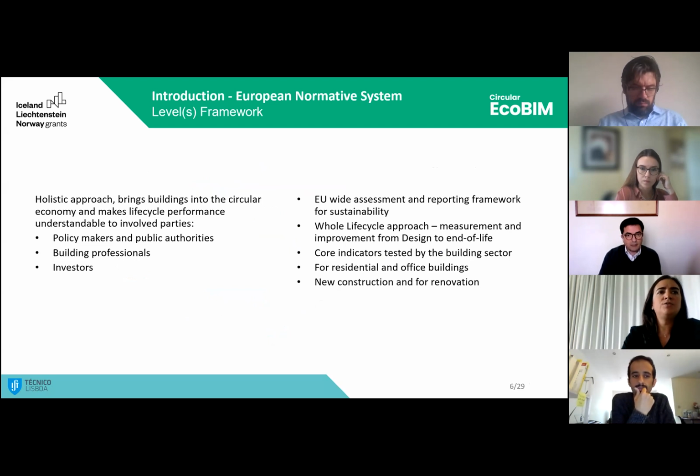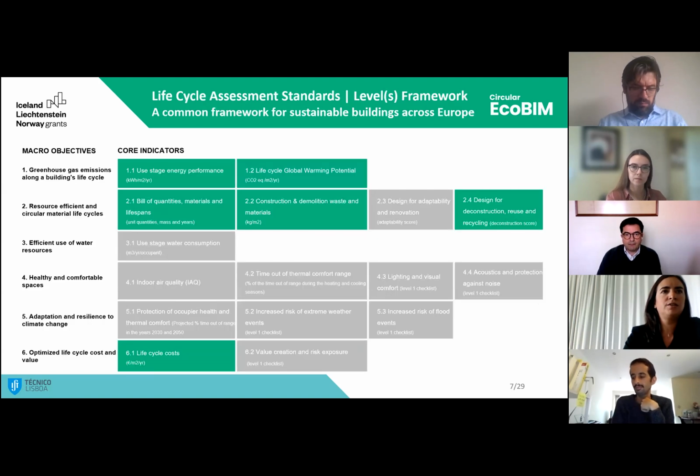Levels is a holistic approach that brings buildings into the circular economy and makes life cycle performance understandable to the involved parties: policymakers and public authorities, building professionals, investors. It's a European Union-wide assessment and reporting framework for sustainability. It covers the whole life cycle approach, measurement from design to the end of life. It has several core indicators tested by the building sector for residential and office buildings. It works both for renovation and new construction.